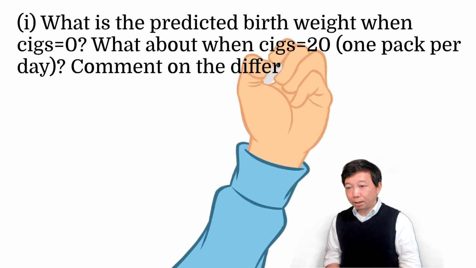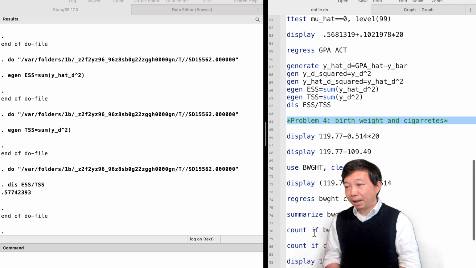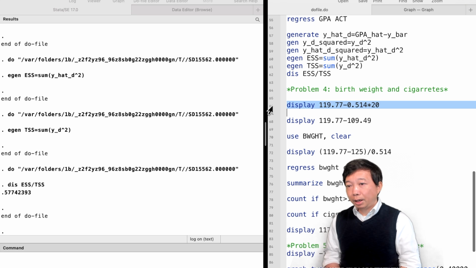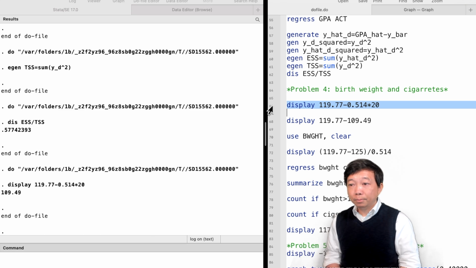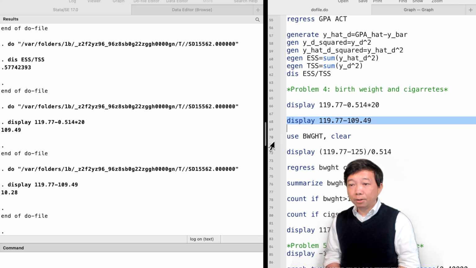What about when cigarette is 20? Comment on the difference. When the woman does not smoke during pregnancy, the predicted infant's birth weight equals 119.77 ounces, the intercept estimate. If the woman smokes 20 cigarettes per day, the estimated birth weight is 119.77 minus 0.514 times 20, that is 109.49 ounces. The difference is 10.28 ounces.